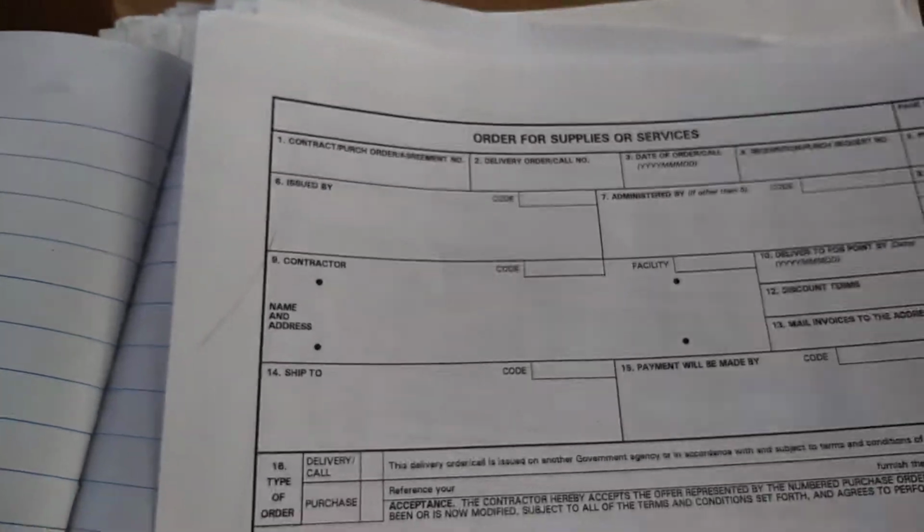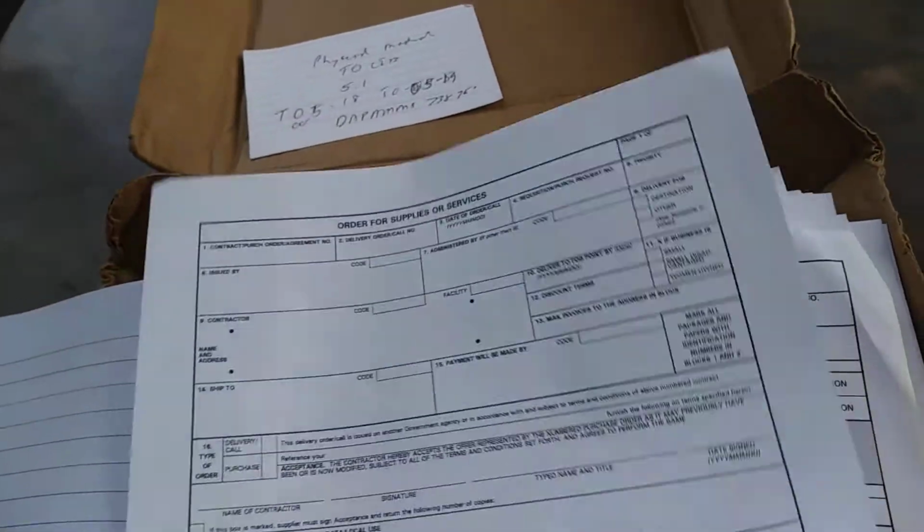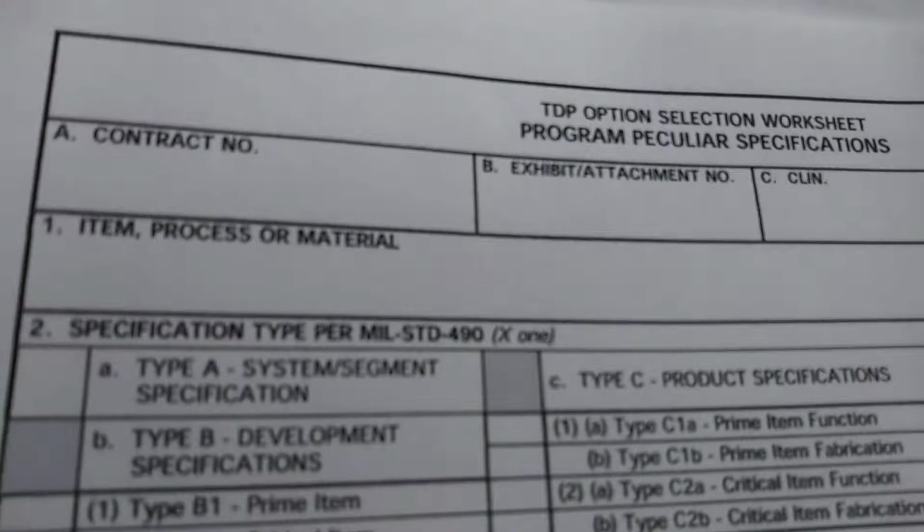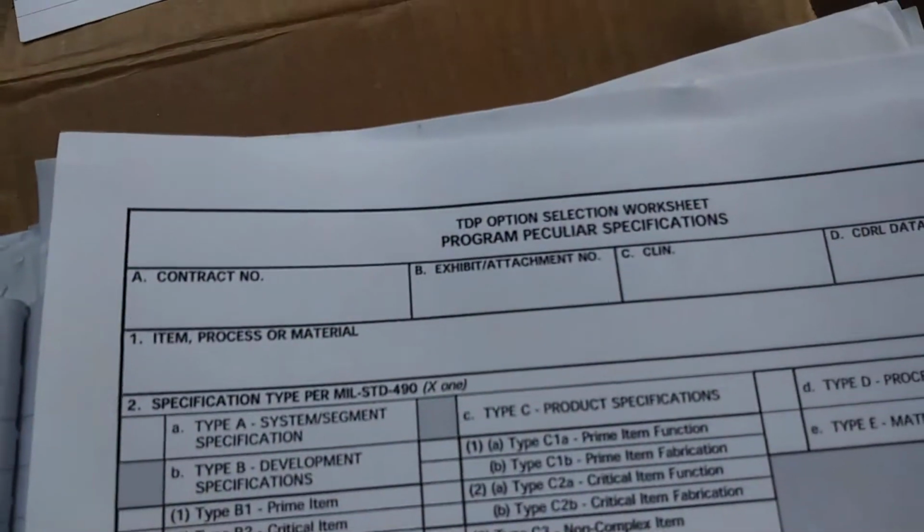Moving on, like I said, the category 20015A, I believe it is, you can order supplies and services, like our printers and stuff like that, and papers and stuff as well. Top option, select worksheet, program, peculiar specifications.